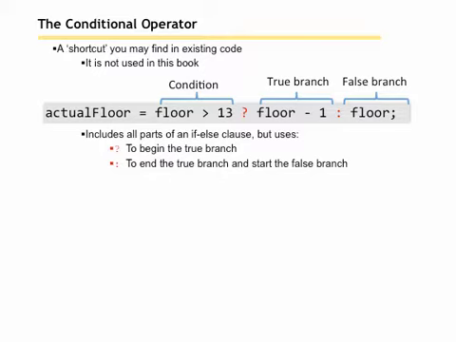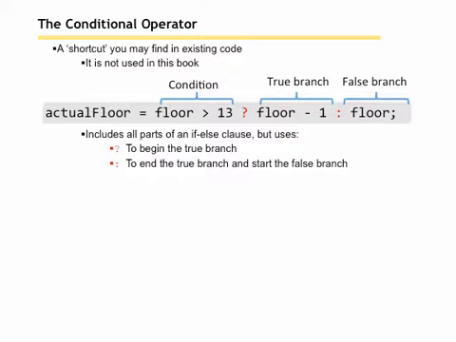The conditional operator is a shortcut that you may find useful. The conditional operator is the only ternary operator in Java, which means that operator requires 3 operands: the condition, the true branch, and the false branch. The operator is the question mark and the colon. The condition in this example is floor greater than 13. If that's true, we follow the true branch and say floor minus 1. If that's false, we follow the false branch and say floor.